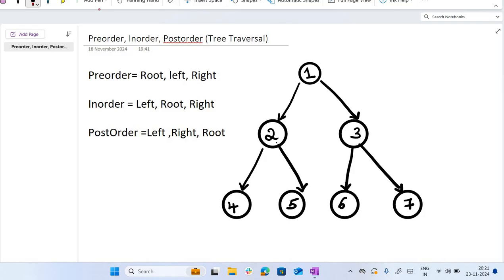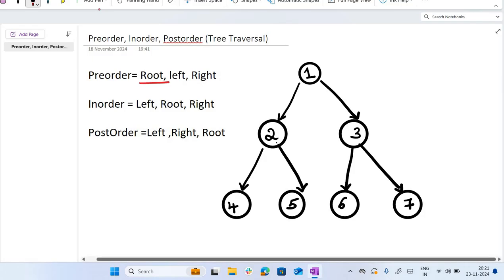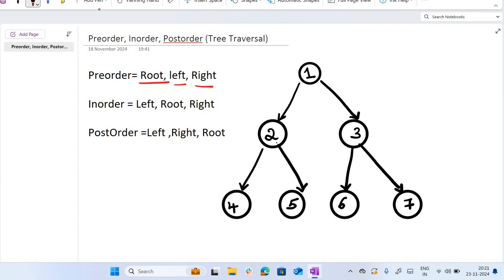the given tree? For the pre-order, first we have to see the root element, then the left and then the right. See, in this binary tree, 1 is the root element, the topmost element. So 1 is the root. For this one, the left part and the right part are this: 2, 4, 5 is the left part for the root element 1, and the right part of the root element 1 is 3, 6 and 7.